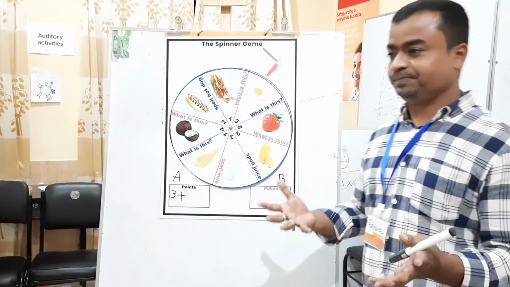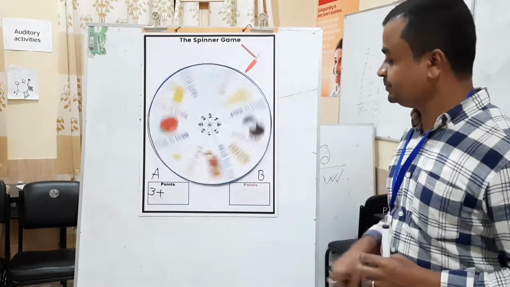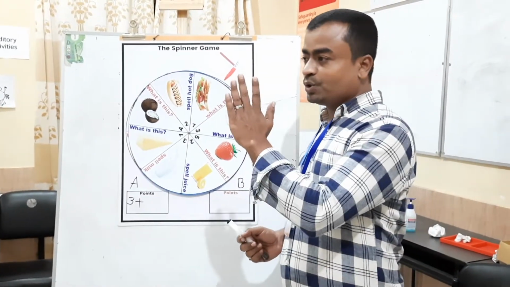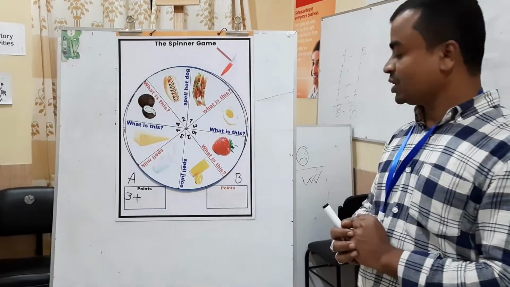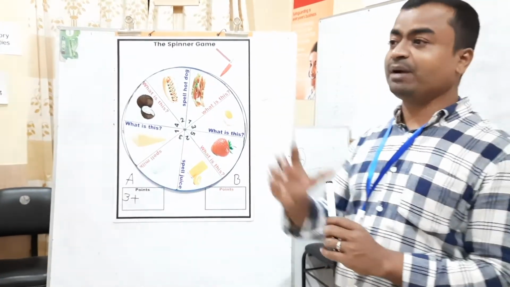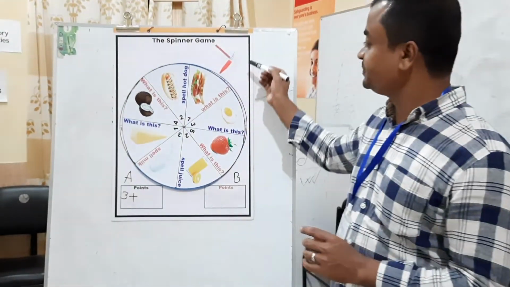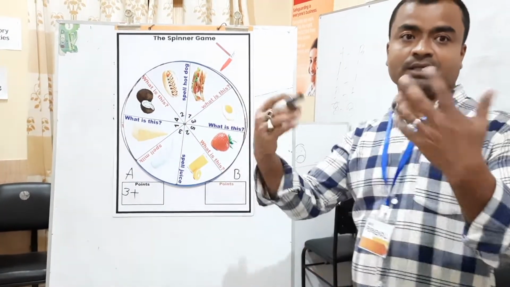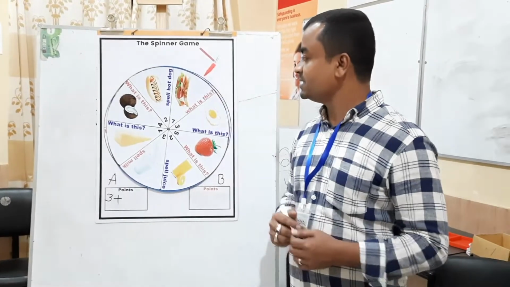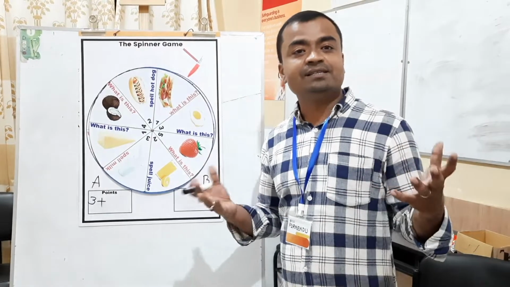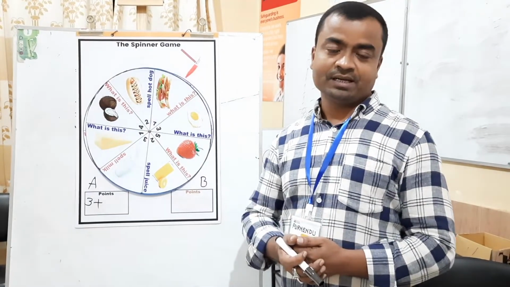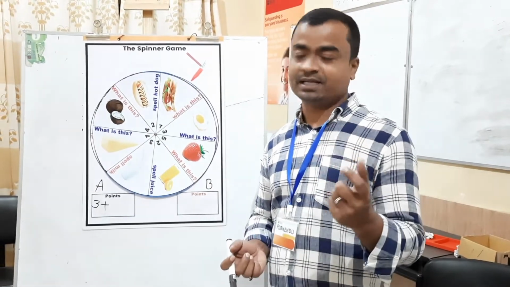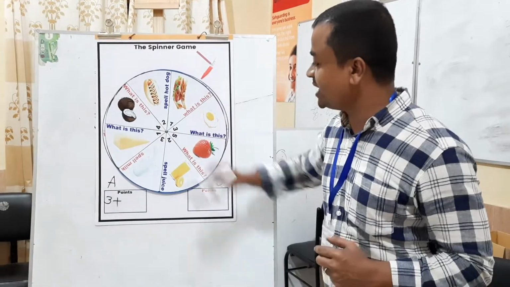Again the teacher spins the board and asks group B, and one member will give the answer. What is this? He will say, this is sandwich. If he gives the correct answer, he will get point 7.